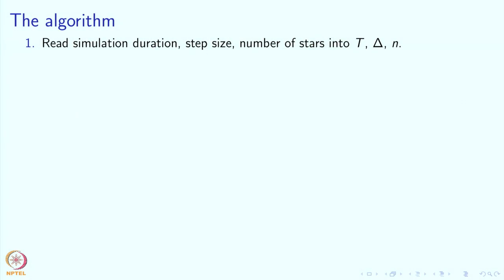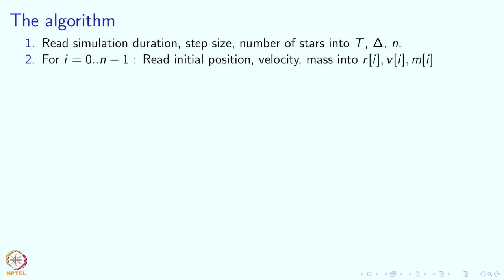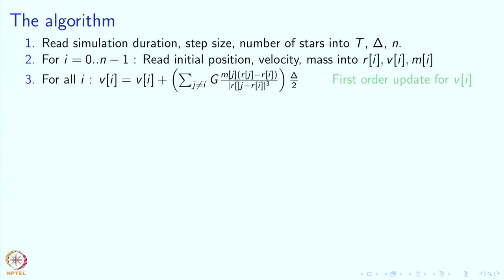As before, we'll read the simulation duration, step size, number of stars into t, delta, n. Then we'll read the initial position, velocity, mass into those arrays. And then this is going to be the first order update that we talked about, calculating VI at this position. So at time delta by 2, and you can see that's why we are multiplying by time delta by 2, and the values over here are at time 0. So these are values at time 0, and from that we are now getting VI at time delta by 2.